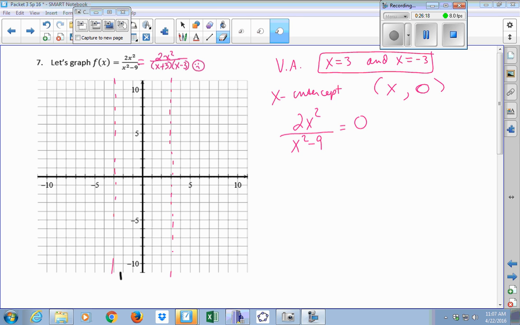Let's be careful for a minute. Let's look at that. When does that function equal 0? When x is 0. Why? Because you don't have to pay any attention to the denominator. The only time a fraction is 0 is when your numerator is 0. So 2x squared equals 0 when x is 0. So our x-intercept here is 0, and it's also our y-intercept. So there we go.